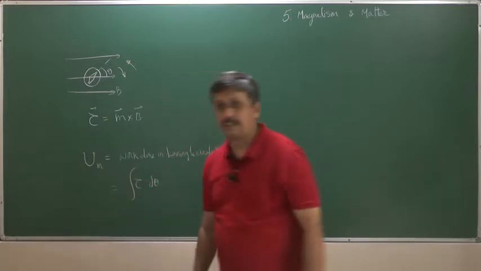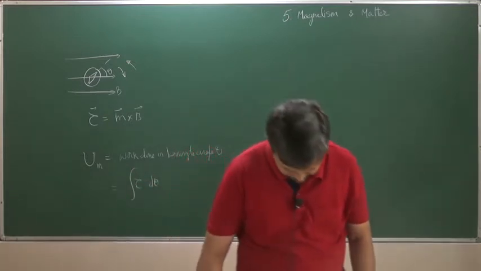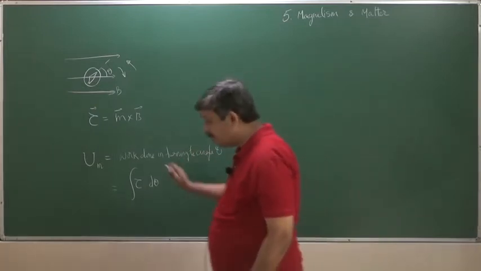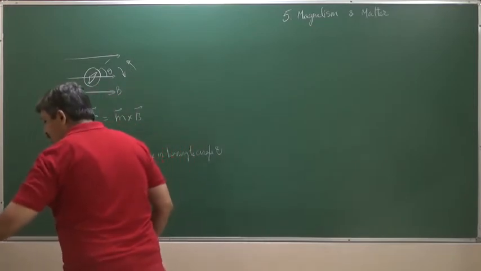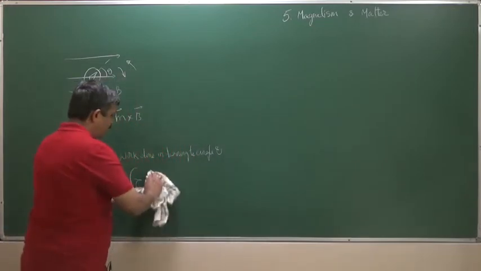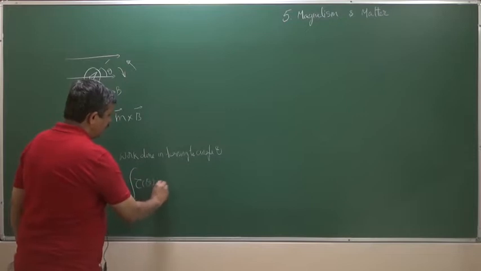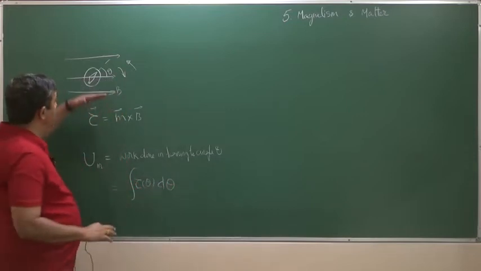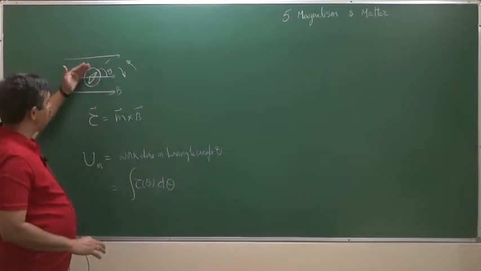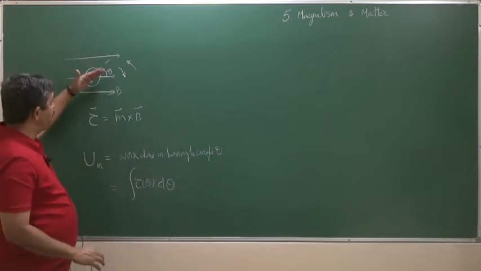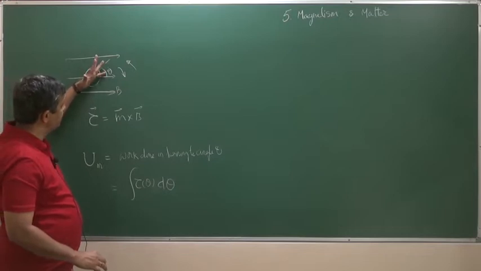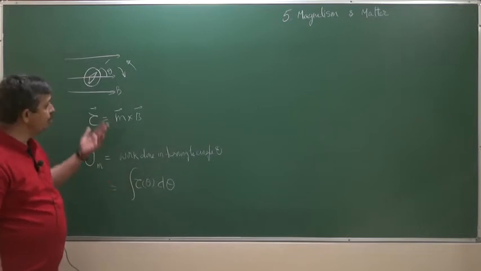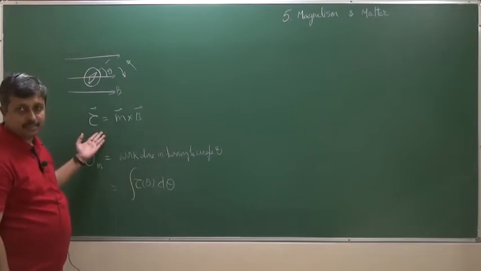Why do we do this integration? We do this integration because tau itself is a function of theta. We can say tau of theta, d theta. The torque is not constant at every point of space; at every theta, the torque is different. It's continuously varying, dependent on theta.